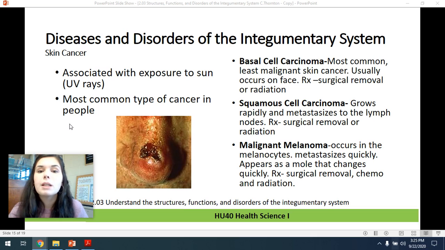And then lastly, we have a malignant melanoma, and this is what occurs in the melanocytes, and it metastasizes very quickly, and it kind of appears as a mole that then changes rapidly. The treatment for this would also be surgical removal, but in some cases you may also need chemo or radiation.